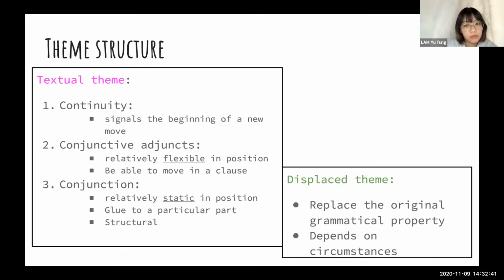To distinguish conjunctive adjuncts and conjunction, the first one is flexible in position, whereas the second one is static in position, which means it cannot be moved to another part of the sentence. The last one is the displaced theme, which is a theme that replaces the original topical theme.